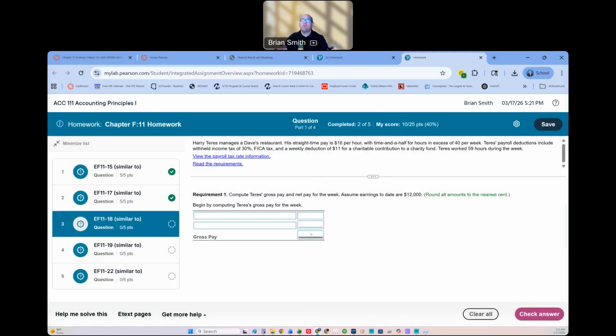Okay, gross pay. This is really the meat and potatoes of this chapter. We're going to calculate the straight time, as the book likes to call it, as well as the overtime. I have my calculator. I'm going to pull it off screen so that I can do this and not lose it every time. So earnings up to date are 12,000. Then we have this week of pay. $16 an hour times 40 hours. Gross pay or straight time is 640.